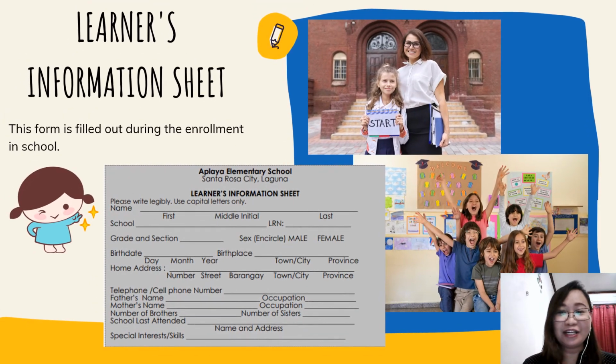So this is another form. It is called the Learner's Information Sheet. And this form is filled out during the enrollment in school. So you have already filled this out together with your parents. And here are the information needed. You have name, the first name, middle initial, and last name. Grade and section. And then you have school, the LRN number, or the learner reference number.